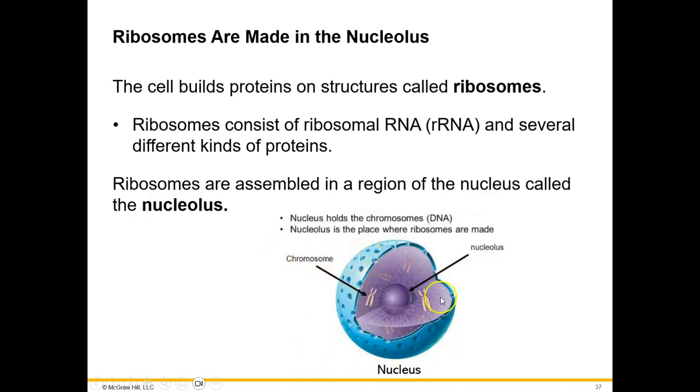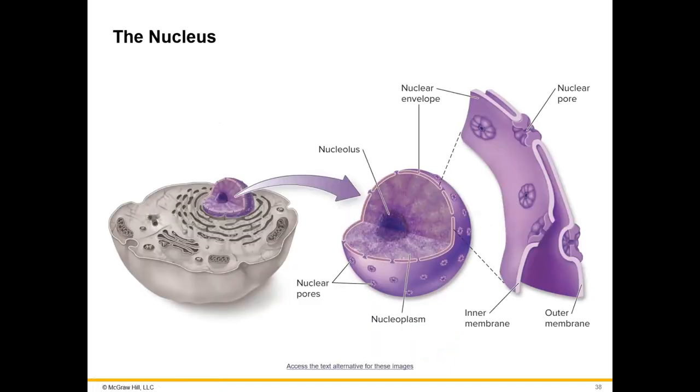So the nucleus holds the chromosomes, or the DNA. The nucleolus is the place where the ribosomes are made within the nucleus. You can see that again here. We've got our nucleus with the nucleolus at the center. Ribosomes will be made here. They will leave through the nuclear pores. Remember that this is called the nuclear envelope.